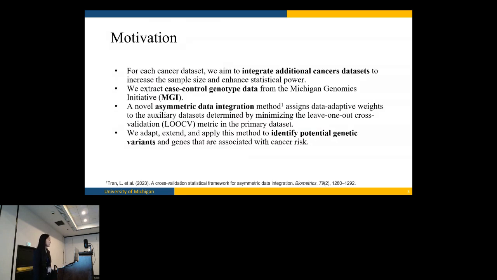The motivation of our study is to integrate additional cancer data sets for each cancer data set and increase the sample size and then enhance the statistical power. We extract case control genotype data from Michigan Genomics Initiative. A novel asymmetric data integration method assigns data adaptive weights to external data sets, determined by minimizing the leave one out cross-validation error in the primary data sets. We adapt, extend, and apply this method to identify potential genetic variants and genes that are associated with cancer risks.